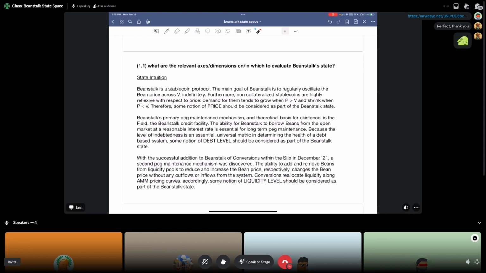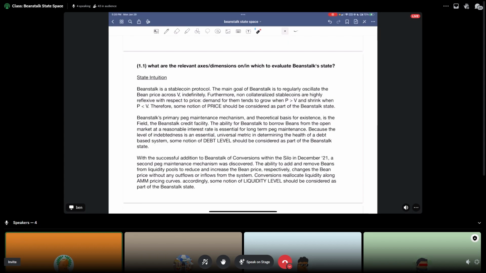what this means is, how should Beanstalk even begin to think about what is important from a peg maintenance perspective? So first off, Beanstalk is a stablecoin protocol, and its main purpose is to oscillate P across V indefinitely. Beyond that, price, particularly for non-collateralized stablecoins, is very reflexive because when price is greater than its value peg, the systems tend to grow and pay out some sort of inflation reward. When the price is below peg, there's no reward, so people tend to leave. So price seems to be, for a lot of reasons, a very important component of peg maintenance, of course.